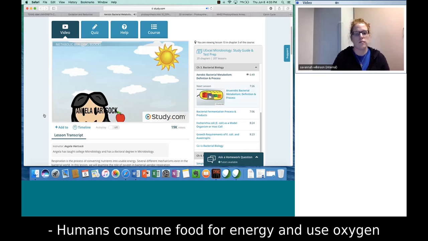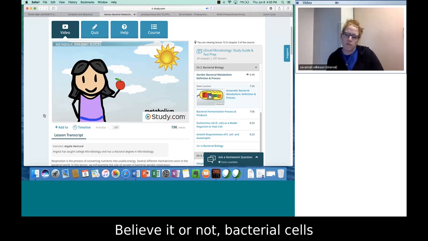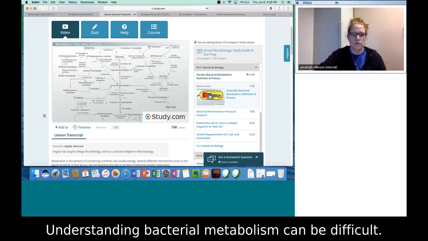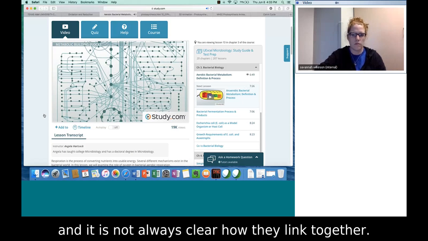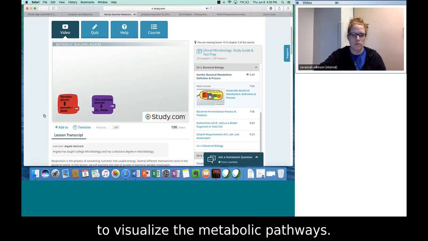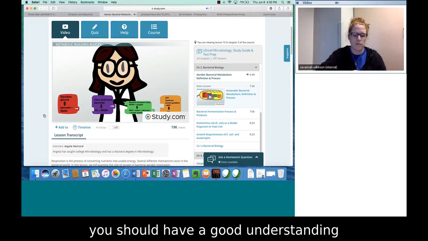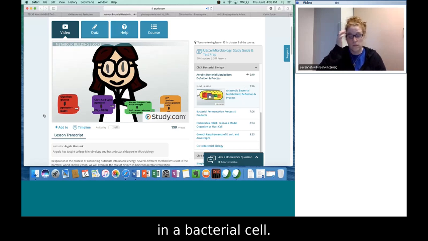Humans consume food for energy and use oxygen for respiration in a process referred to as metabolism. Believe it or not, bacterial cells carry out almost exactly the same processes. Understanding bacterial metabolism can be difficult. There are many pathways and enzymes, and it is not always clear how they link together. In this lesson, we will use a simple way to visualize the metabolic pathways. So stick with me, and by the end, you should have a good understanding of some basic pathways and how they fit together in a bacterial cell.